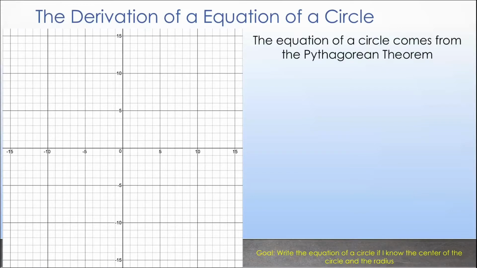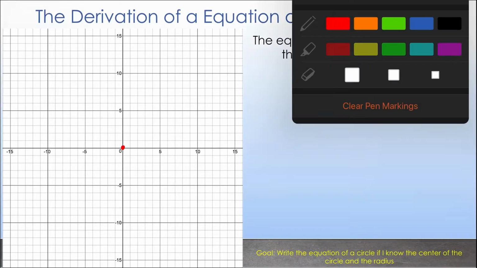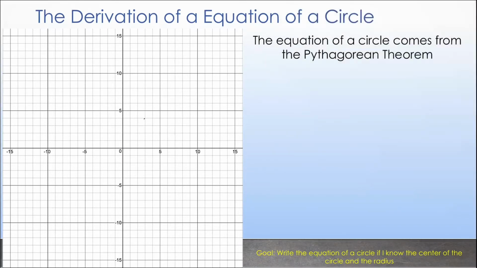Alright, the derivation of the equation of a circle. The equation of a circle comes from the Pythagorean theorem. So let's say I have my center here. We'll just go with an arbitrary center. We'll say our center is at h comma k, and we'll say that I have a radius r.